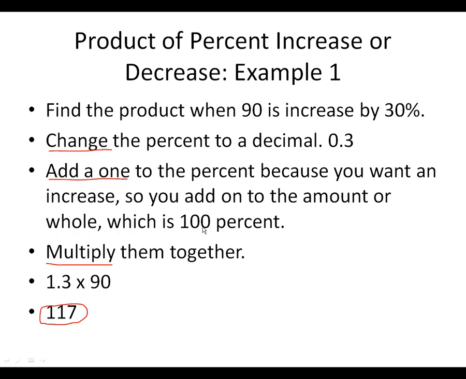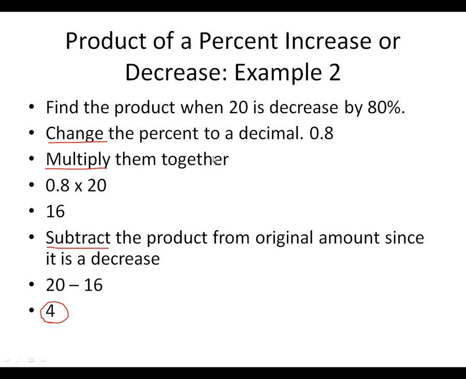Product of a percent increase or decrease. Example 1. Find the product when 90 is increased by 30%. So we change the percentage to a decimal to make it easier multiplying. And we add 1 to the decimal because you want an increase. So instead of multiplying that and adding 90, you can add 1 to the amount, which is 100%. Next, we multiply them together. So 1.3 times 90 equals 117.